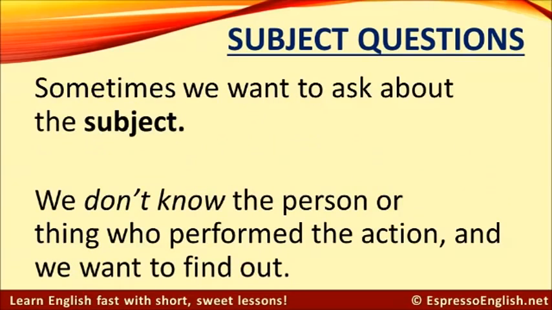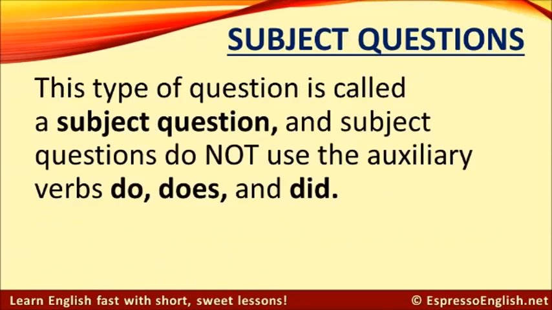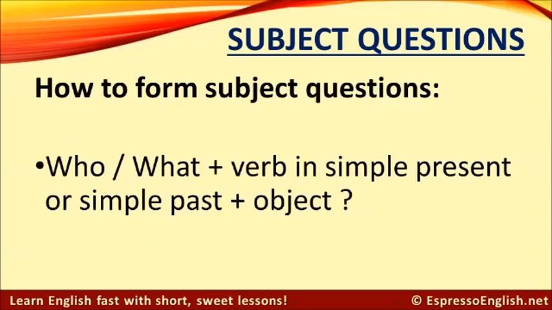But sometimes we want to ask about the subject. We don't know the person or thing that performed the action, and we want to find out. This type of question is called a subject question, and subject questions do not use the auxiliary verbs do, does, and did. To form a subject question, use the question word who or what, plus the verb in the simple present or simple past, plus the object.